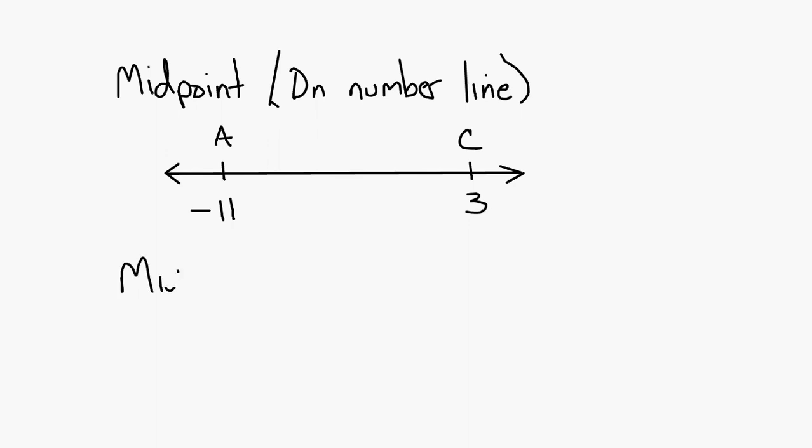Midpoint is equal to, what does midpoint mean? Middle. The middle point of the two points. How do you find the middle of two numbers? Add them up and divide by 2, right? Middle is the same as average. So x sub 1 plus x sub 2 divided by 2.